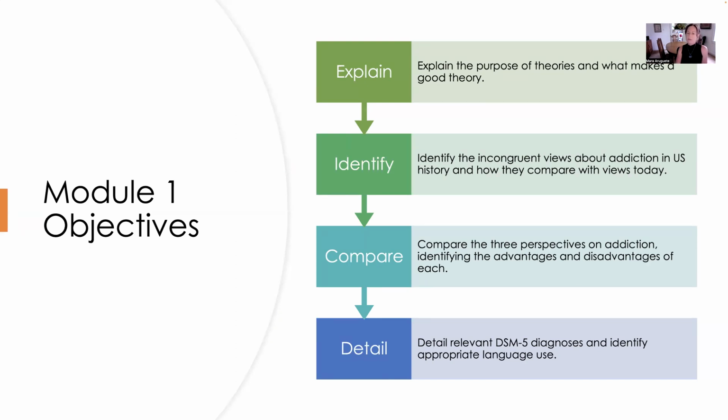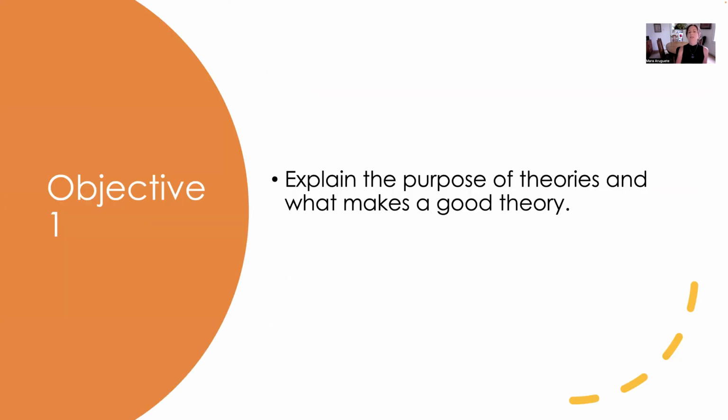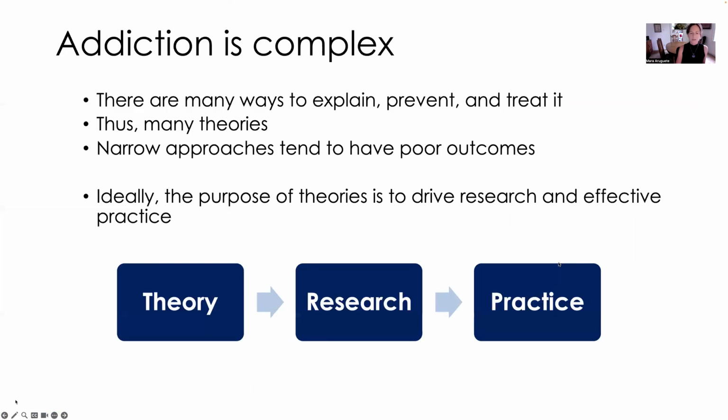But also in the module, we will compare 3 perspectives on addiction, identifying the advantages and disadvantages of each. And then we're going to detail some DSM-5 diagnoses of addiction, and then we'll talk also about language. So our first objective that we're going to talk about today is to explain the purpose of theories and what makes a good theory. So this might be a little bit of review for you if you've had some other instruction on the scientific method, but I'll talk about it in the case of addiction.